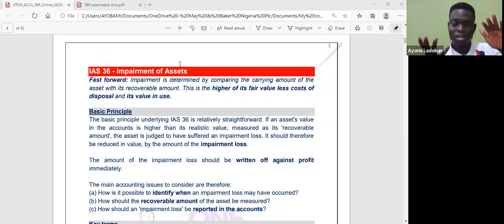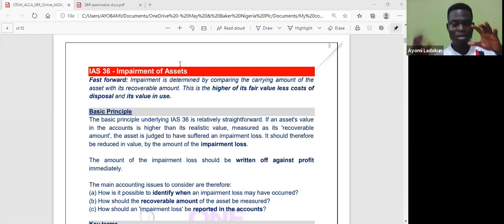So let me quickly say that recoverable amount is the higher of fair value less cost to sell and value in use. You have to put that in your head right away. Okay, so that's the principle. If you don't understand that principle, you can't solve questions. It's as simple as that. So the higher of fair value less cost to sell and value in use is known as recoverable amount.